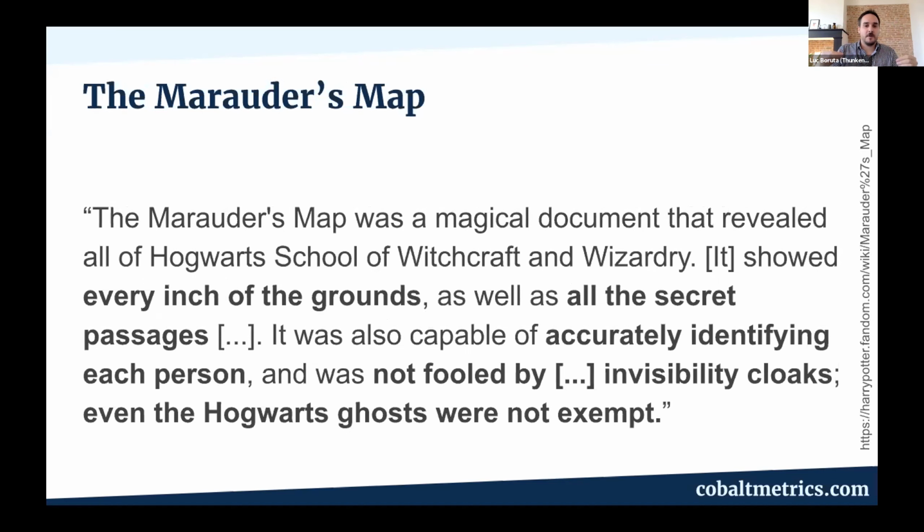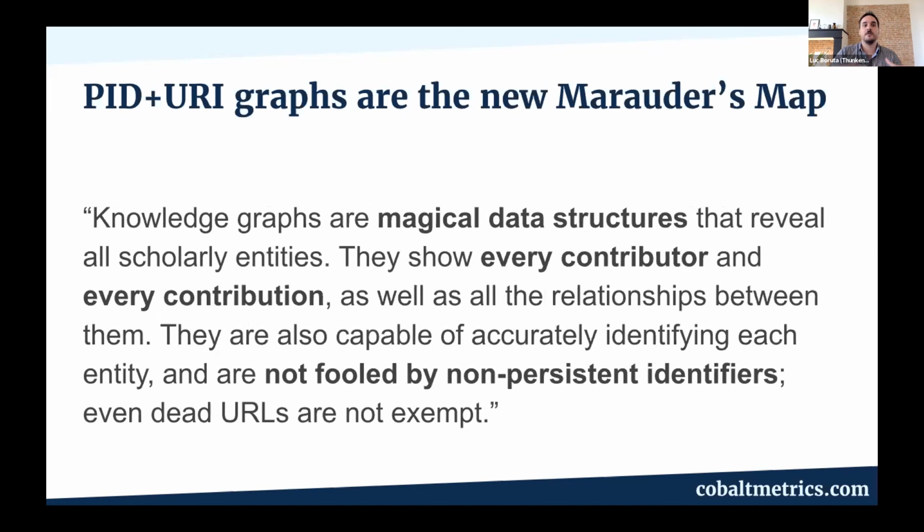And so the last point about the Marauder's map in Harry Potter is that the map is not fooled by invisibility cloaks, and even the Hogwarts ghosts were not exempt. So if we rephrase the whole thing, speaking about PID graphs and knowledge graphs, generally speaking, knowledge graphs are magical data structures that reveal all scholarly entities. They show every contributor and every contribution, all the relationships between them, and they're also capable of accurately identifying each entity, for example, ORCID, and they are not fooled by non-persistent identifiers. Even dead URLs are not exempt, and that's the part that you get from Cobaltmetrics.